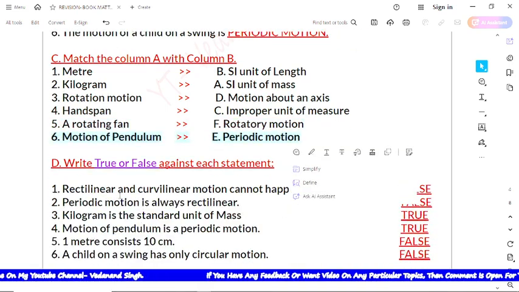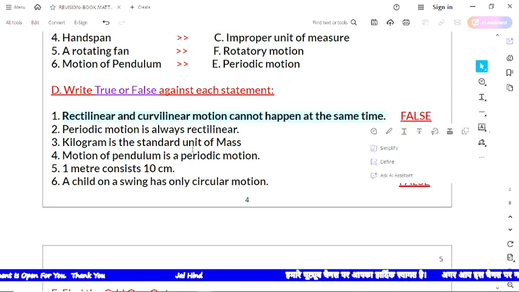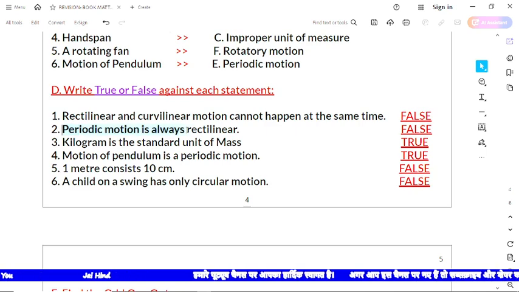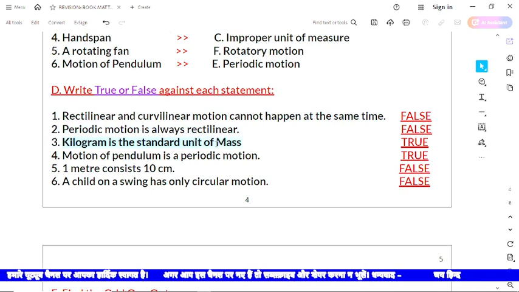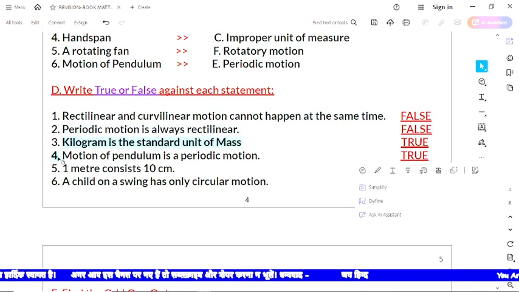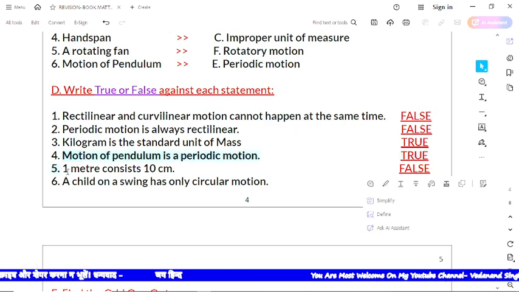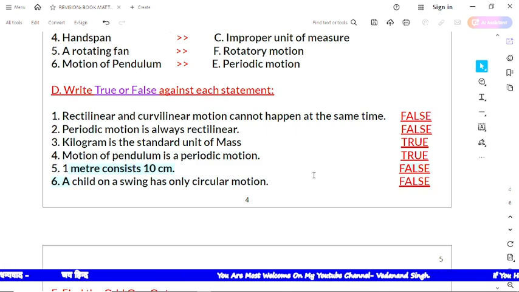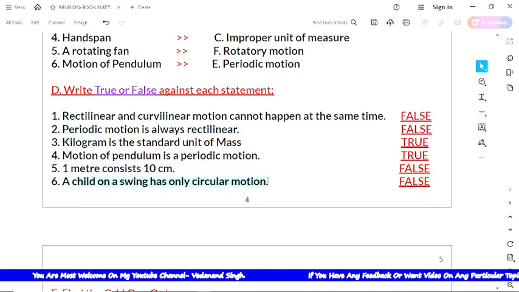Now true or false. Rectilinear and curvilinear motion cannot happen at the same time. That is false. Periodic motion is always rectilinear. False. Kilogram is the standard unit of mass. True. The motion of a pendulum is periodic motion. True. 1 meter consists of 100 centimeters. False. A child on a swing has only circular motion. False.